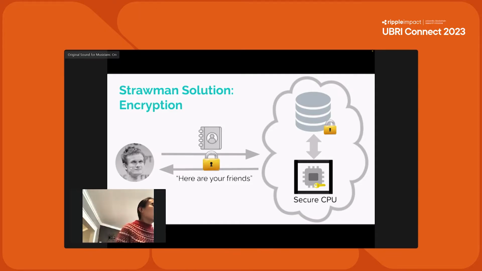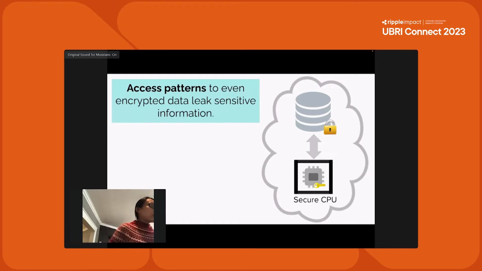And the communication between the user and the enclave, of course, is also encrypted. Okay, so this way, you're essentially using trusted hardware to perform computation on encrypted data. And the hope is that nothing gets revealed if the data is encrypted. But it turns out that for this particular application, it's not the case. It's actually well known that access patterns to even encrypted data can leak very sensitive information.